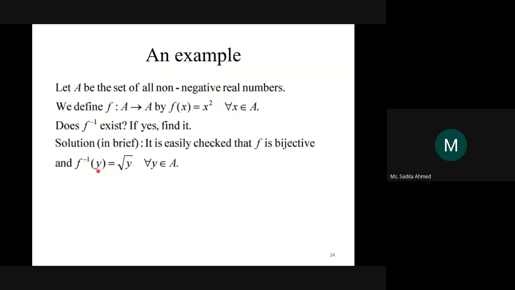So f inverse of y is equal to the square root of y for all y present in A. That is your inverse function for this specific square function for the given domain and codomain. Is this clear to everybody, the example? Yes, miss. Yes, ma'am. Cool.